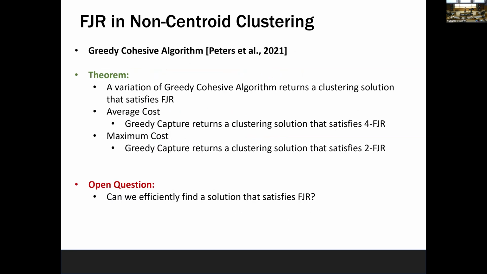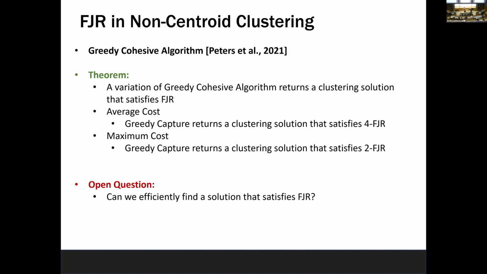In this case, for committee selection, we know an algorithm from Peters et al., which is called the Pretty Cohesive algorithm, which shows that an FJR solution always exists. And essentially, a variation of this algorithm shows that an FJR solution in the non-centroid clustering world always exists as well. A problem with this algorithm is that it's not strictly polynomial time, and it'd be hard to implement. And so it is a reasonable question, what can we achieve with a polynomial time algorithm?